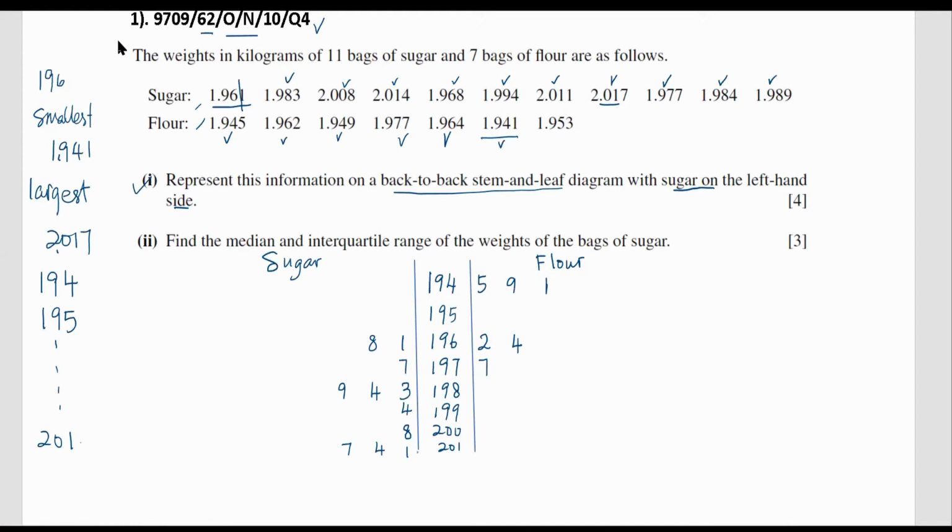1.953, 195 and 3. After you list out all the data, again, please check that you arrange the leaves in order. We have 5, 9, 1, which is not in order. We want the smallest number closest to the stem, so it is supposed to be written as 1, 5, and 9. All right, so I will arrange it.